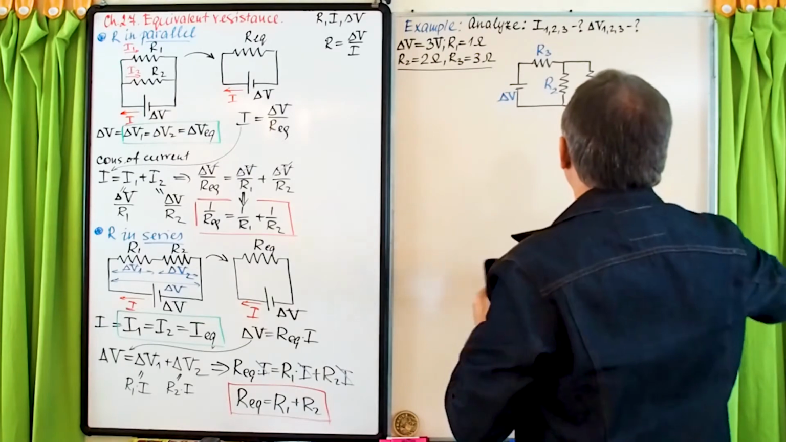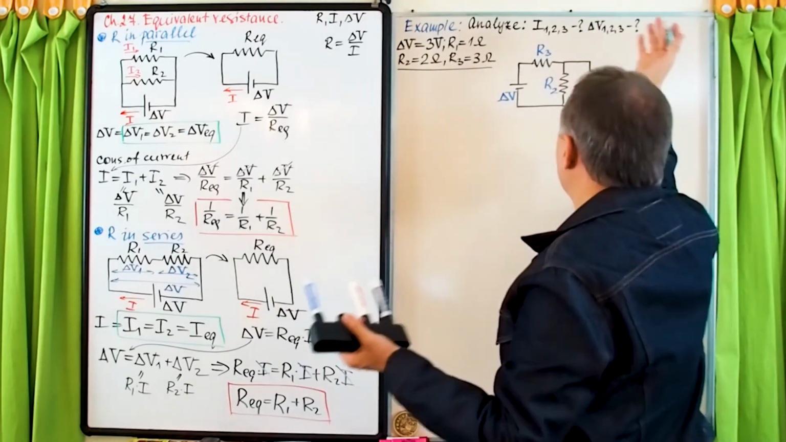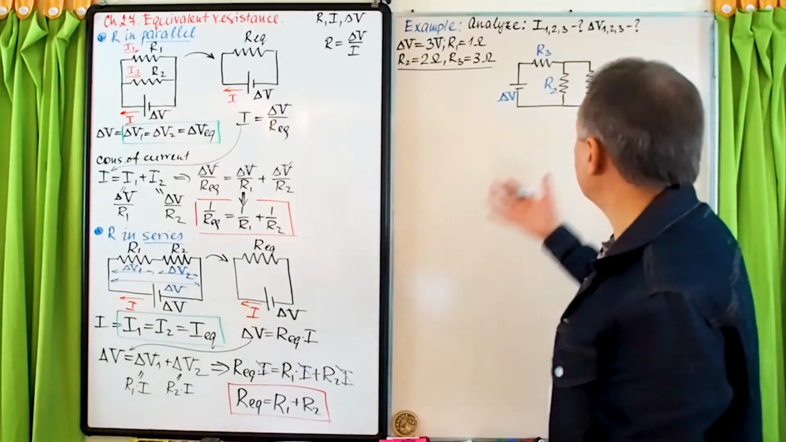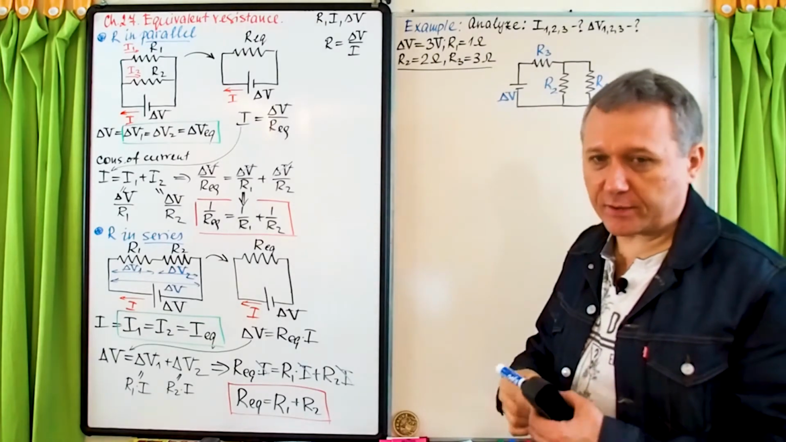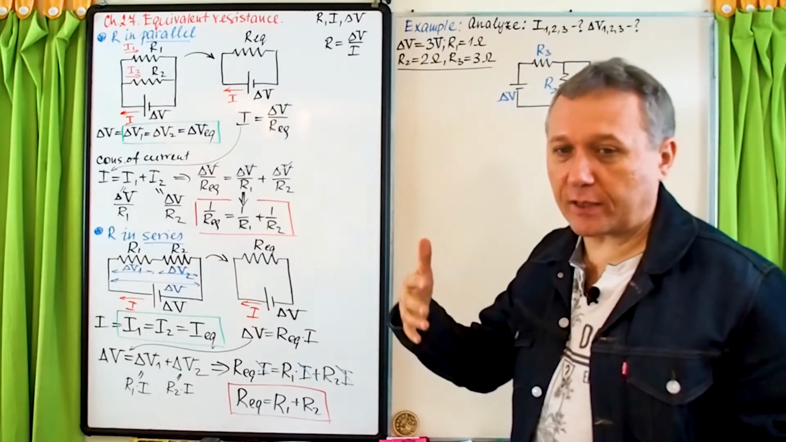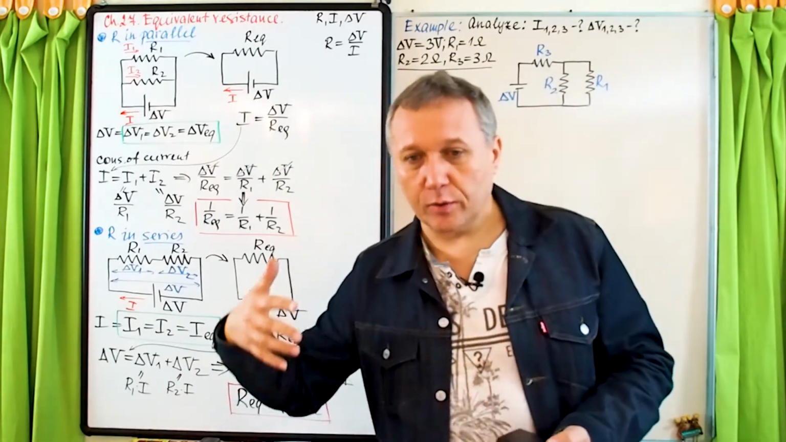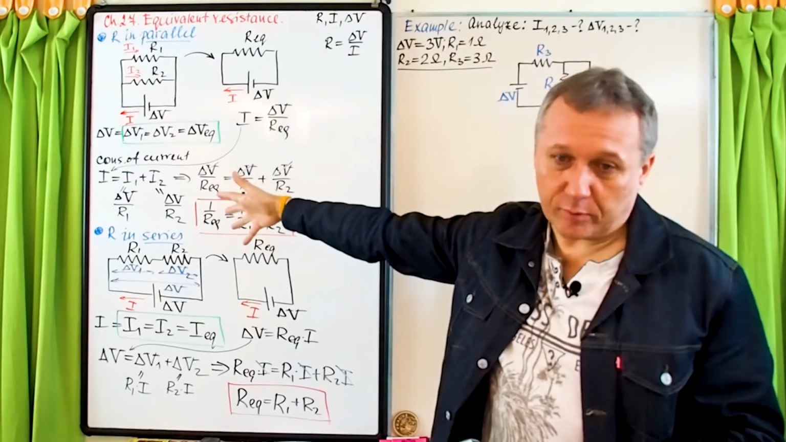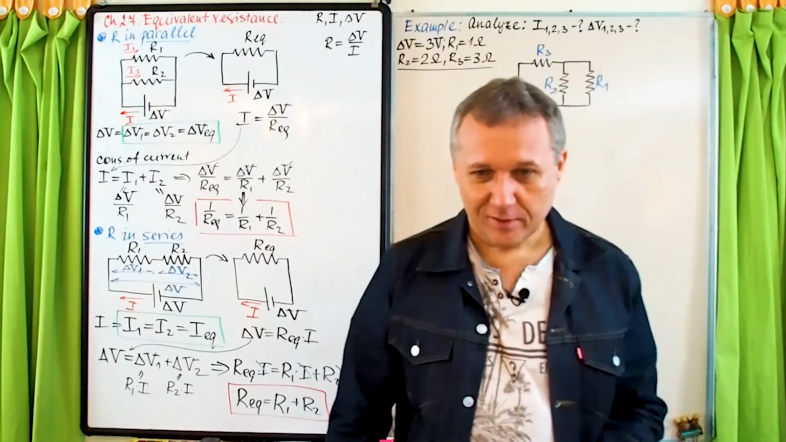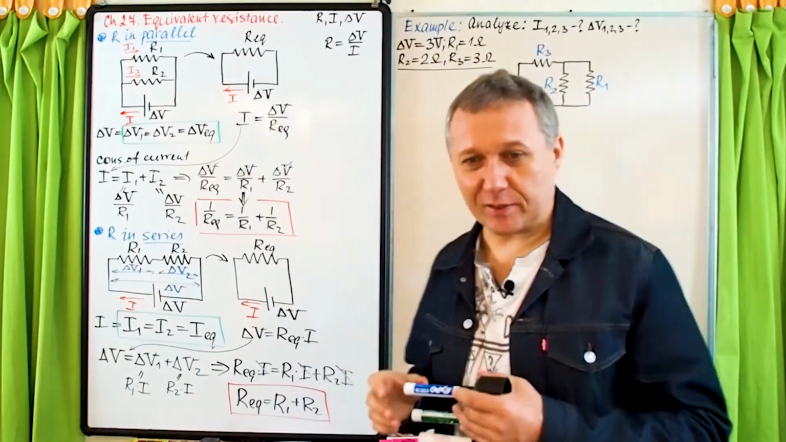So first, let me use green. Which two resistors are connected either in series or in parallel? If a resistor is connected neither in parallel nor in series, then of course this method is not applicable. It will be just illegal, right? It will be criminal from the mathematical point of view.